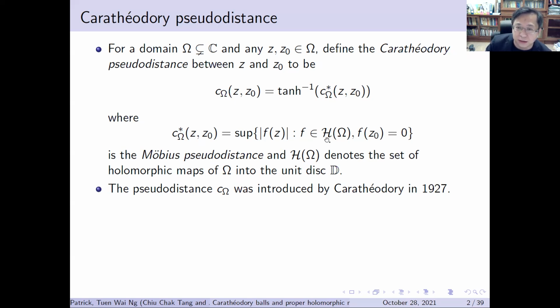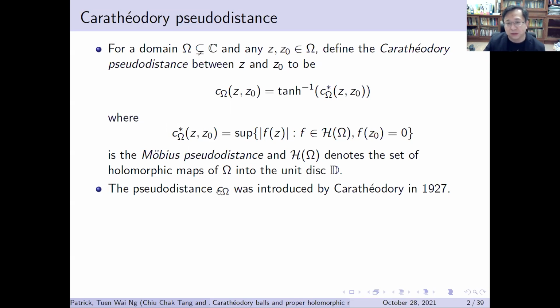The notation I'm using is the following. H(Omega) is the set of all holomorphic maps from Omega into the standard unit disk D. If you fix a point z_0, we look at those holomorphic maps which send z_0 to 0. Then for the other point, we look at the value of f, take the absolute value, and then take the supremum. So this C_Omega^* is also called the Möbius pseudodistance. For most of the time, I'm going to deal with this distance instead of this one.